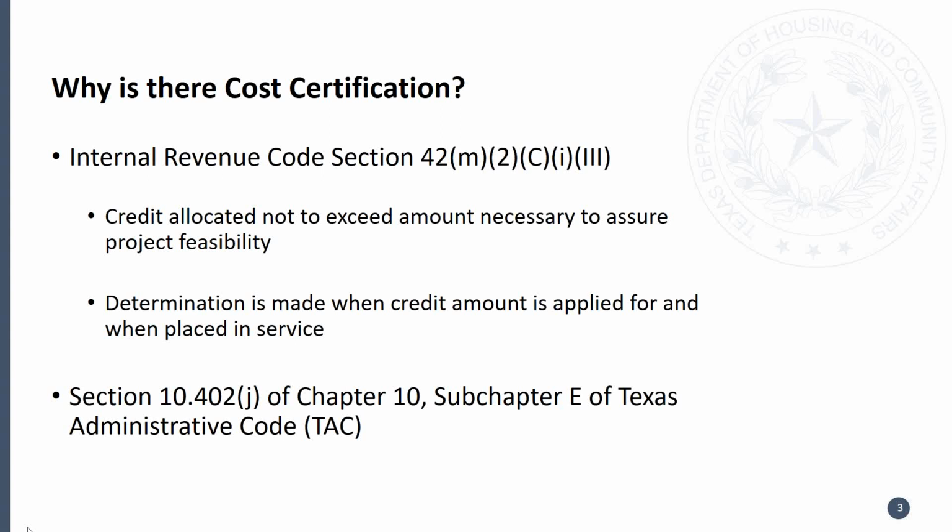Section 10.402(j) of the QAP is the rule that governs the cost certification requirements at the state level. So that is the actual rule that identifies all the different items that have to be submitted for this cost certification package.